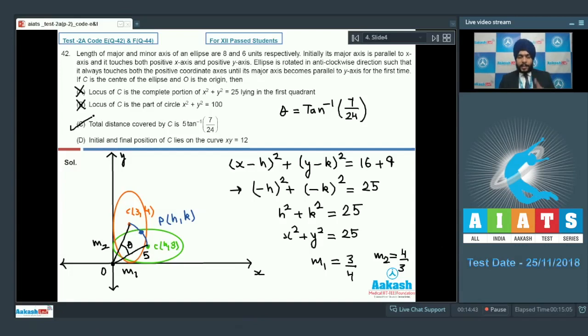Initial and final position of C. Initial position of C is (4, 3). Final position of C is (3, 4). That means both these points lie on the curve xy equal to 12. Very simple option. CD is the correct answer for this particular question.